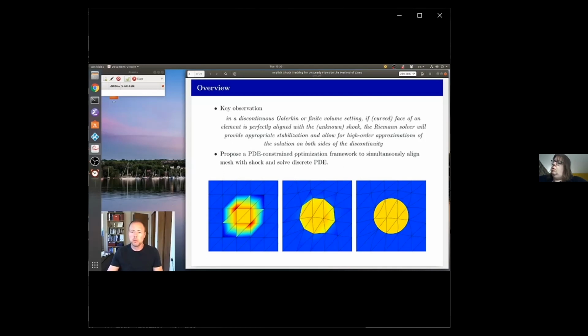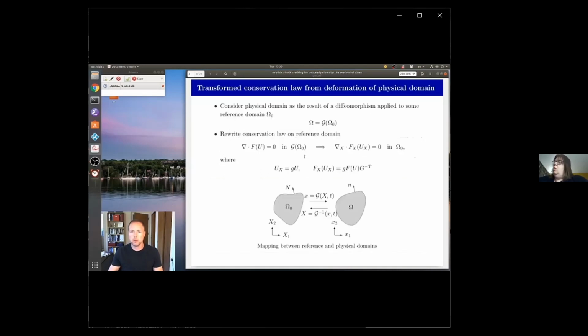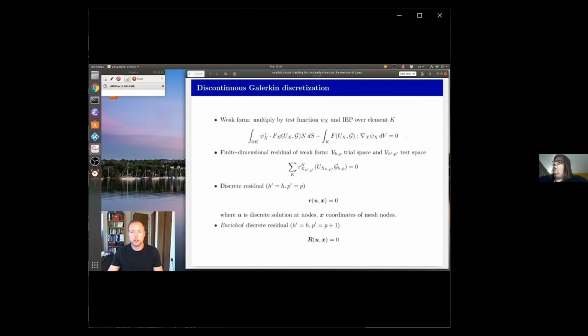We do this using an optimization framework, PDE constrained, and we minimize an error type indicator to help move the mesh and align with the solution. So here's the steady framework where we actually have a mapping-based formulation, standard DG formulation where we multiply by test functions. We get two types of residuals.